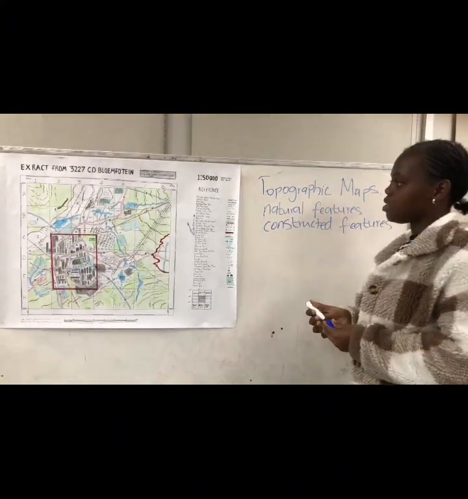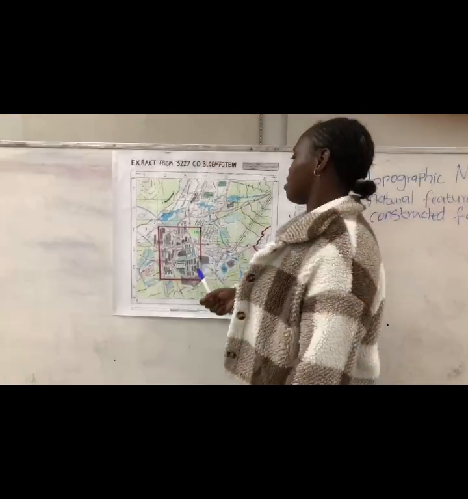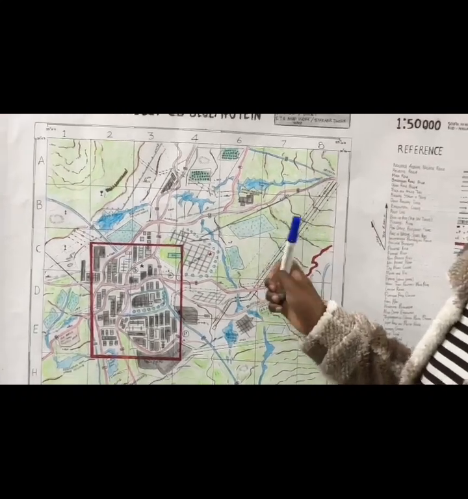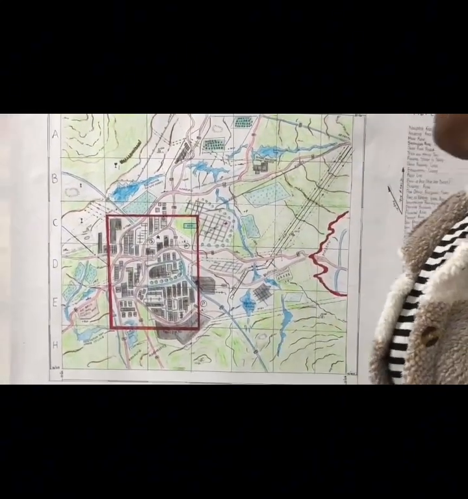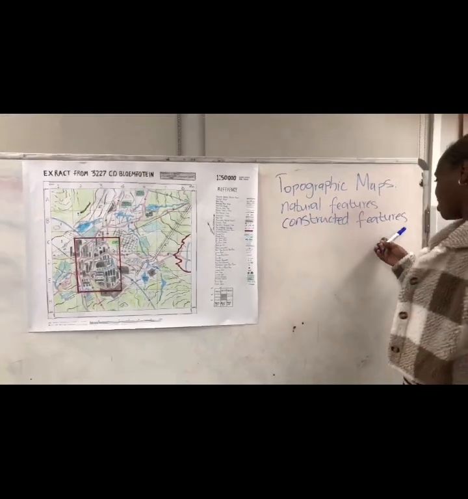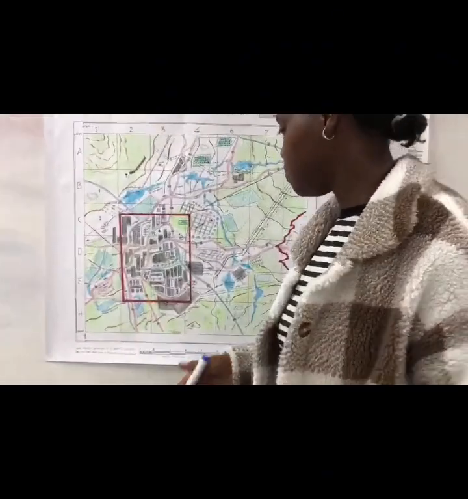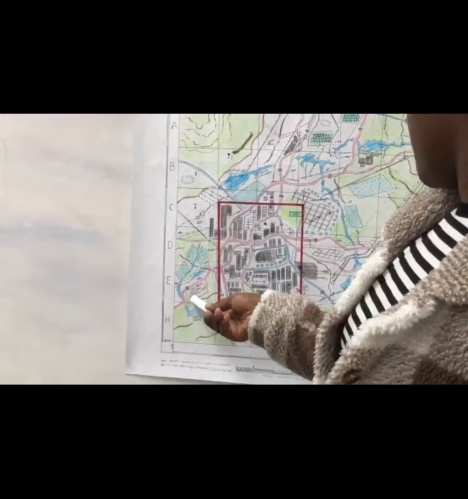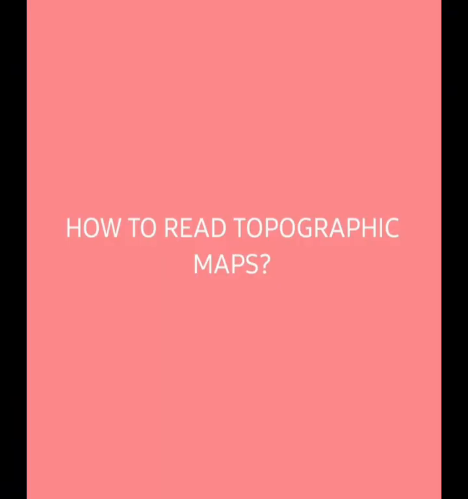So, how do you see natural features on a map? Natural features on a map are rivers, cultivated lands, and dams. Constructed features on a map are represented by schools, police stations, military areas, cemeteries, and etc.